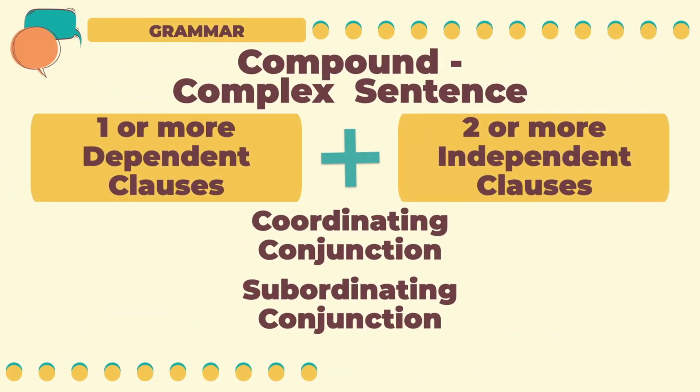The last type of sentence according to structure is the compound complex sentence. As the name suggests, it brings the compound sentence and complex sentence together. It contains one or more dependent clauses and two or more independent clauses. These are joined by either a coordinating conjunction or a subordinating conjunction.